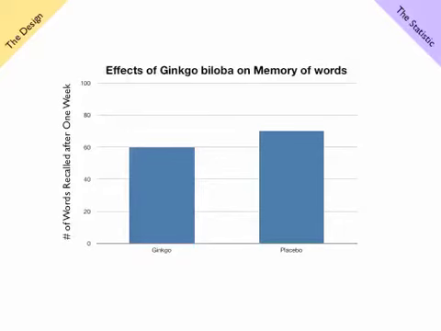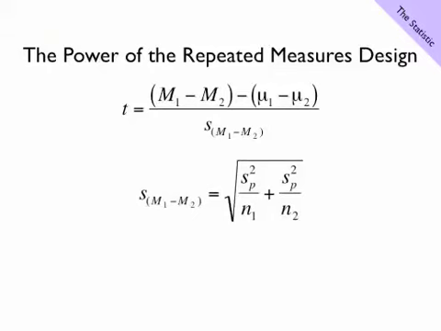t-test. And we're going to stay with our example of looking for the effects of ginkgo on people's memory compared to a placebo, but we're not going to use the data that appear in this graph, so don't worry about these data right now.